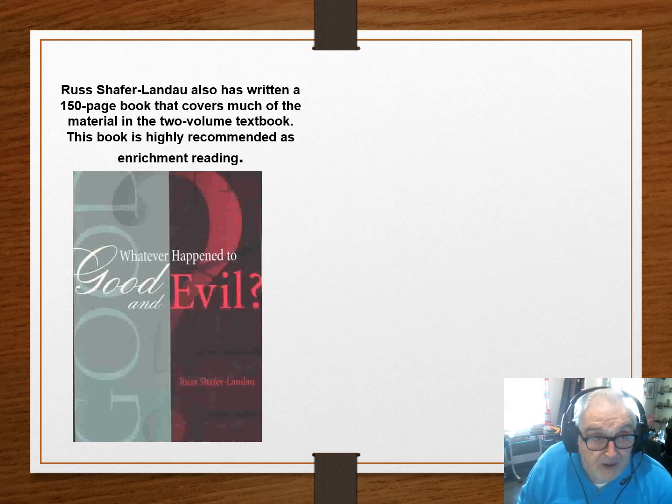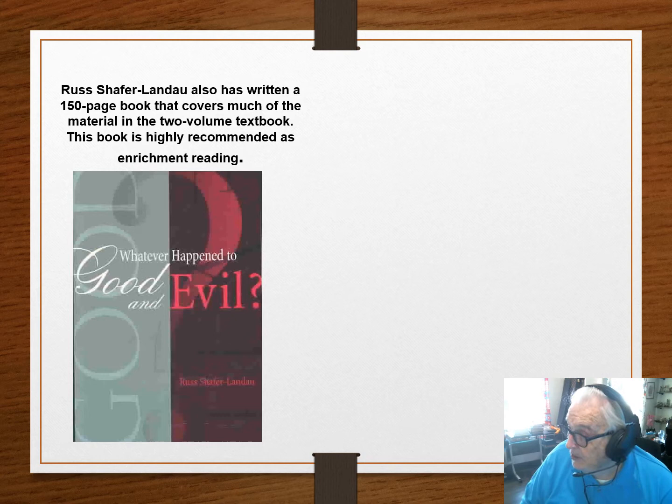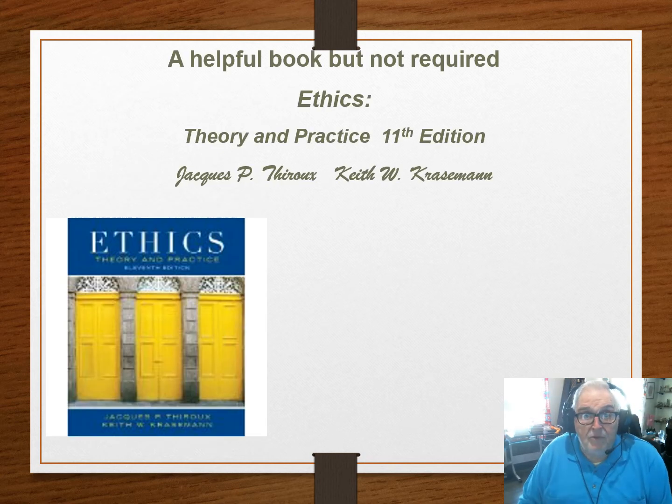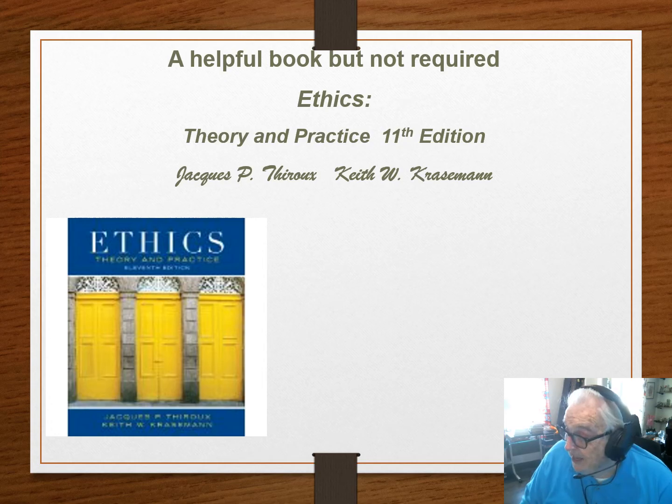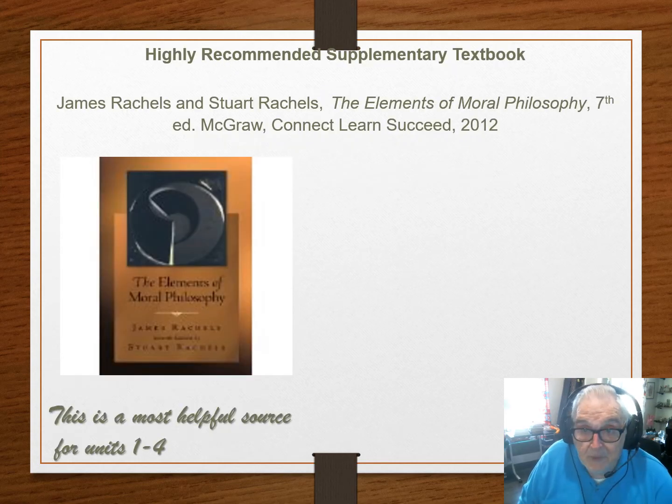Russ Shafer-Landau has also written a smaller book, Whatever Happened to Good and Evil. He covers a good bit of the material that he did in the two-volume set. I'm finding this book to be quite helpful. A helpful book, not required, is entitled Ethics, Theory and Practice by Jacques Thiroux and Keith W. Krasemann. This is a book we formerly used as a text for this course. It is a very good book, and if you found an older copy of it, it would help you.